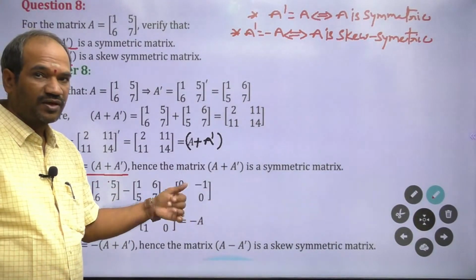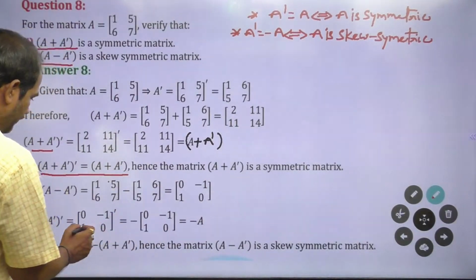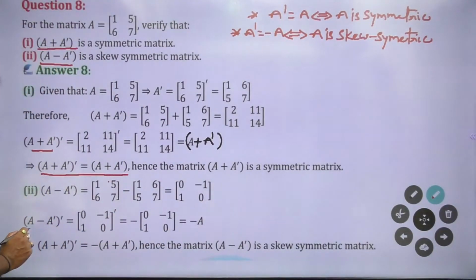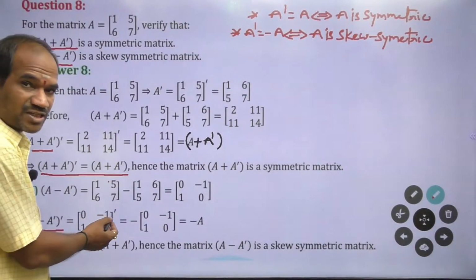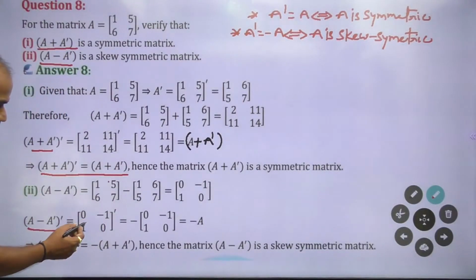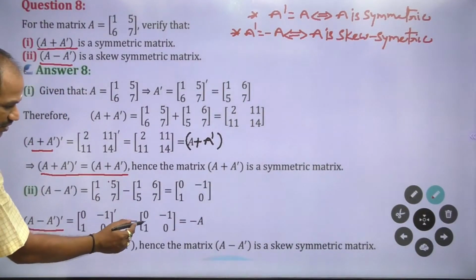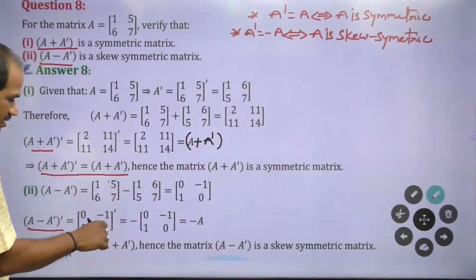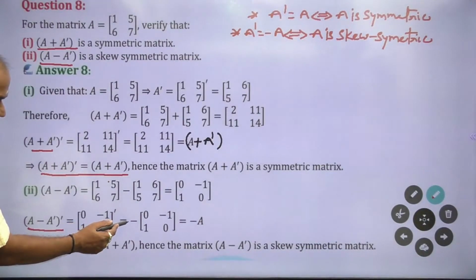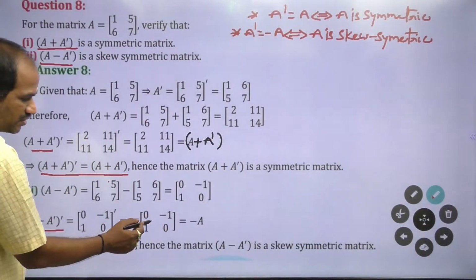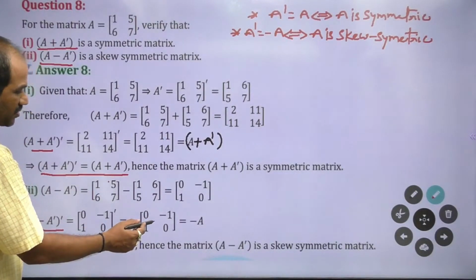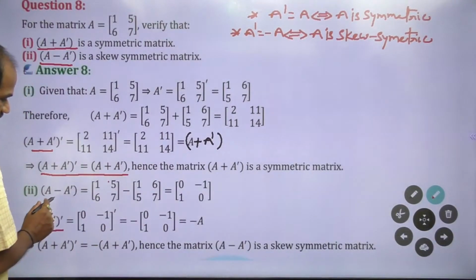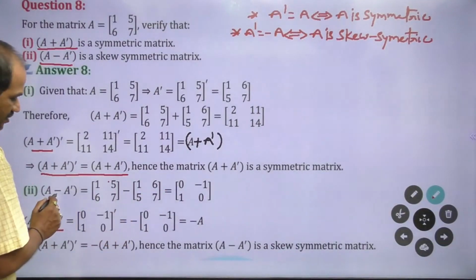Next we calculate the transpose, (A minus A dash) whole dash. Transpose means interchanging rows and columns: the first row becomes the first column, the second row becomes the second column. Now minus is common, so we take minus outside, and the matrix inside is A minus A dash.